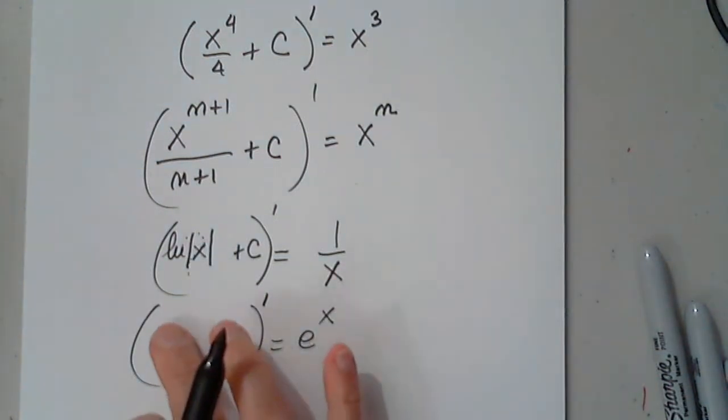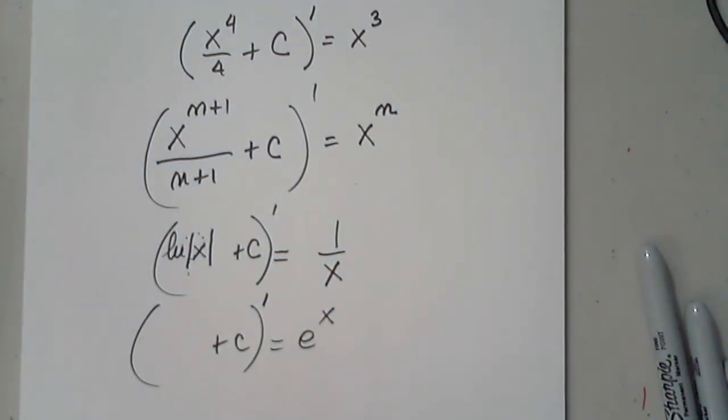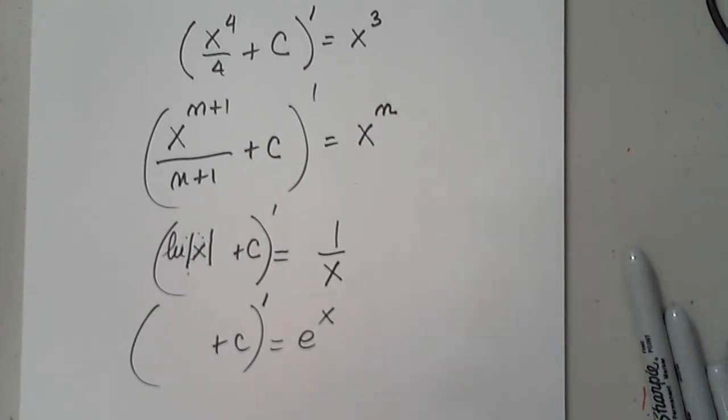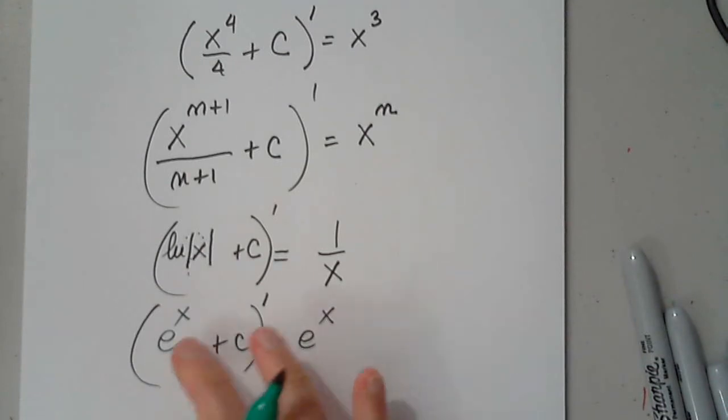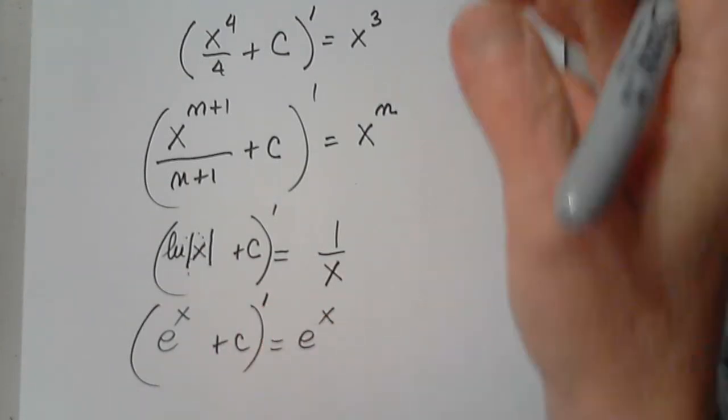Which function do I differentiate to get e to the x? And there is only one function. E to the x. Of course, e to the x. Very good. Thank you very much. E to the x prime is e to the x. Constant prime is 0. Great job.